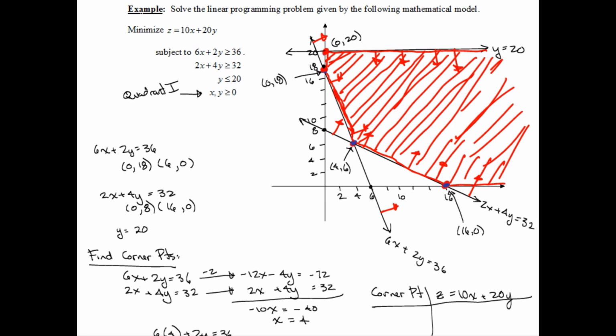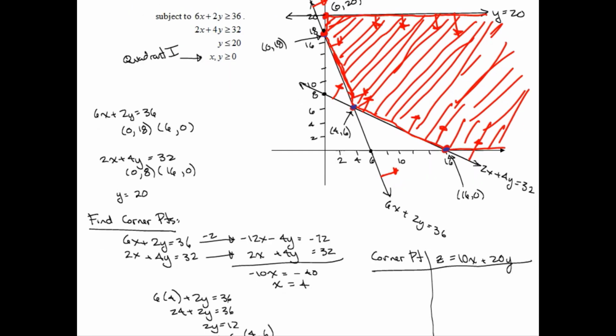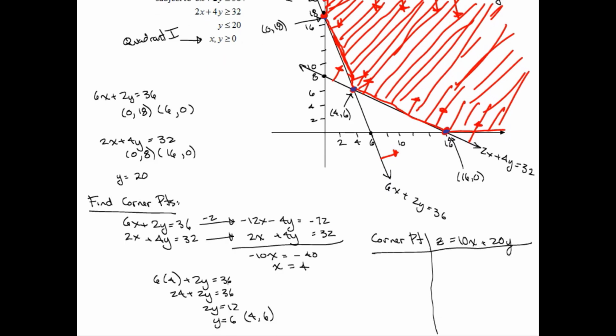So I check and make sure. If I were being asked to find the maximum, I would say that no maximum exists, but I only need the minimum. And so I know I am going to have one of those, and it's going to occur at a corner point. So my corner points are 0, 18, 0, 20, 16, 0, and 4, 6.